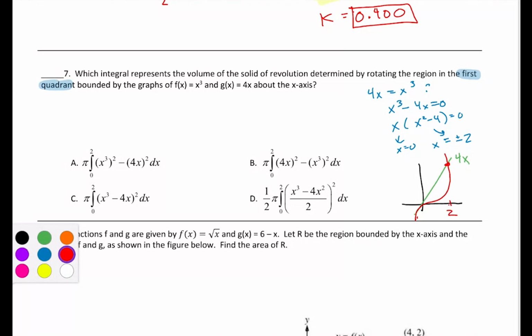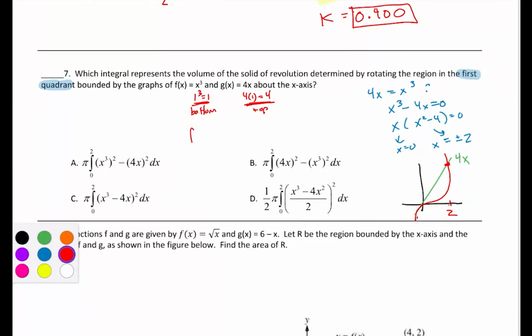And since that's where it's going to intersect, if you're not sure which function's on top and which one's on bottom, you can pick a number like x equals 1, plug it into both functions and see which one gives you a bigger number, right? 1 cubed is 1, 4 times 1 is 4. That means this one's got to be on top. This one's going to be on bottom.